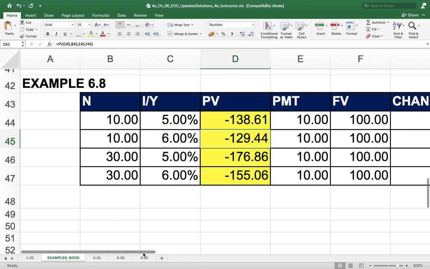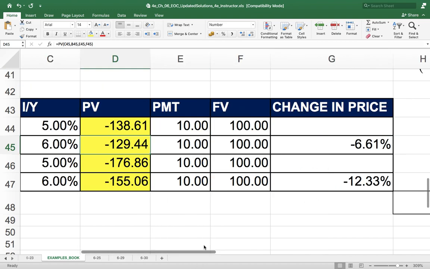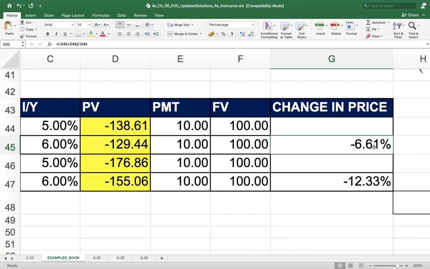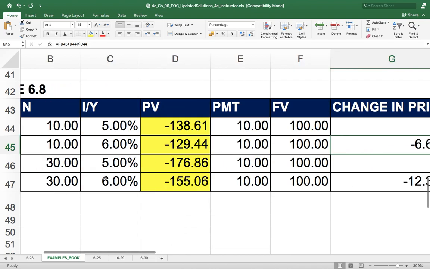Now the same we can see for the percentage change in price: 6.61. The percentage change in price is 6.61. Now let us see the other bond, the 30-year bond. Same YTM 5%, 10% coupon, 100 face value. Using the PV function, the price is 176.86. Now the same 30 years, but the YTM is 6%.